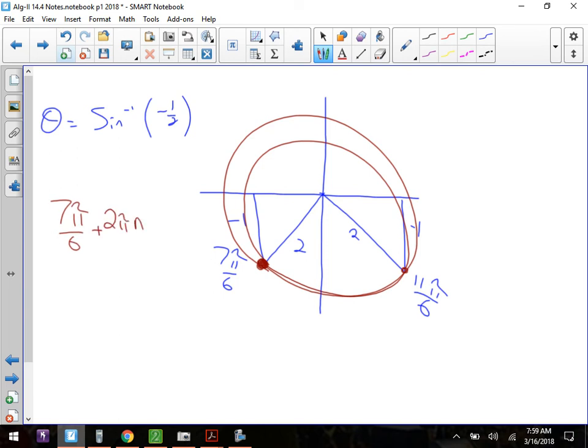This n stands for the number of times you go around. If I go around twice, I go around 4 pi, I wind up back at 7 pi over 6, the reference of it. If I go around 12 times, I wind up back at 7 pi over 6, and so on and so on. Okay. That's what that means. Same idea with the 11 pi. How long does it take me to get back to 11 pi over 6, sorry. So my other answer would be 11 pi over 6 plus 2 pi n. That's what a general solution looks like.